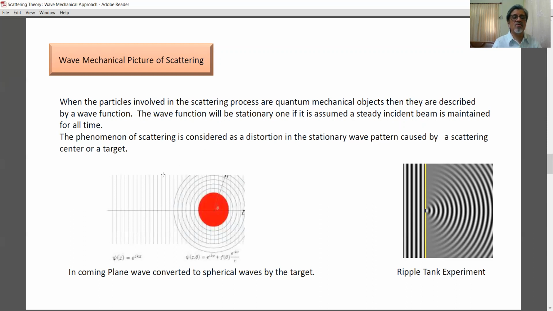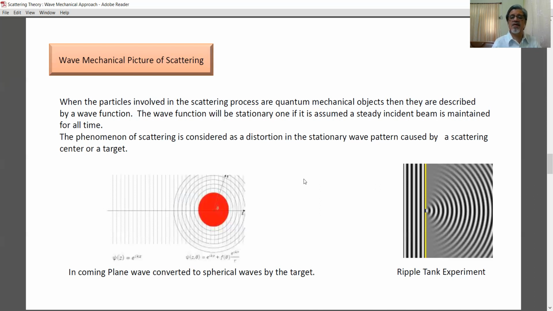So here we have depicted a diagram where the red is the target, and the incoming or incident beam of particles is considered as a plane wave. So the plane wave is shown. The plane wave depicts the incoming wave or incident particles. And naturally, whenever the plane wave hits the target, it is converted into a spherical wave, and it propagates in the right-hand direction. So the incoming plane wave is converted to a spherical wave by a target. So the first diagram shows the plane wave is converted into a spherical wave.